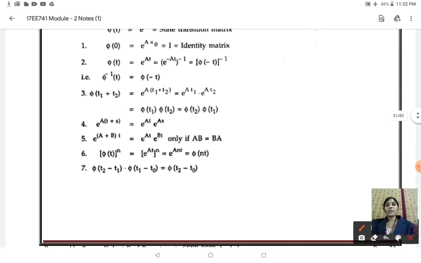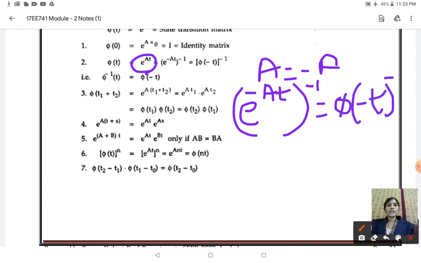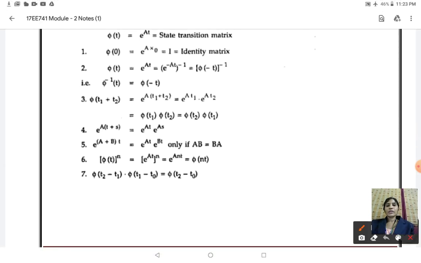Next one, when you apply t, e to the power of at. When you apply a is equal to minus a, you will be writing it as e to the power of minus at whole to the power of minus 1. So when you apply, you will be getting it as phi of minus t inverse. It is your second property that is shown over here. The first property is applying t is equal to 0. For the second one, you will be taking minus a factor. So it is your second property.